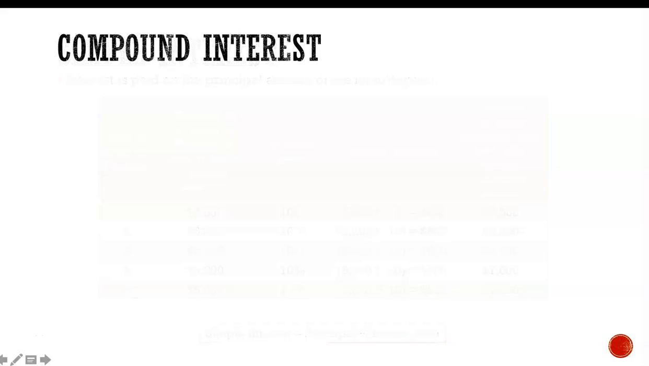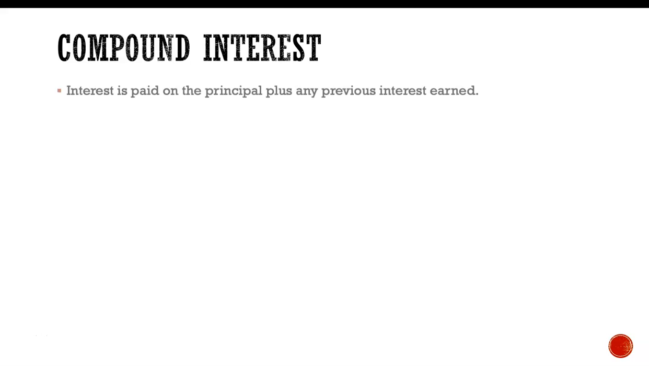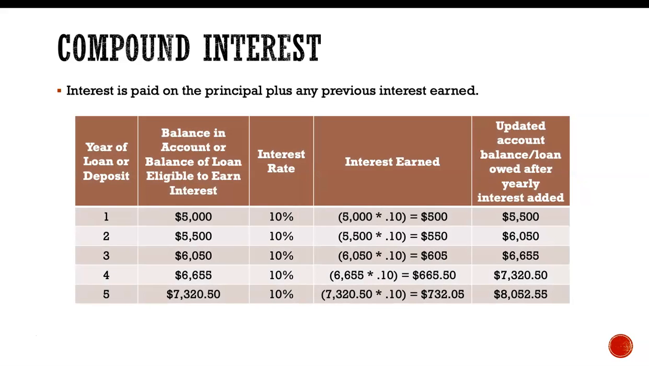Compound interest is the second way in which interest is calculated, and this is the one used most often. With compound interest, you are paid interest on the principal plus any previous interest earned. Let's take a look at this example here. If you notice, year 1 is the same as it was when we calculated simple interest. We take the principal, multiply it by the interest rate, and then add the interest earned back into the principal to get the year 1 ending balance.